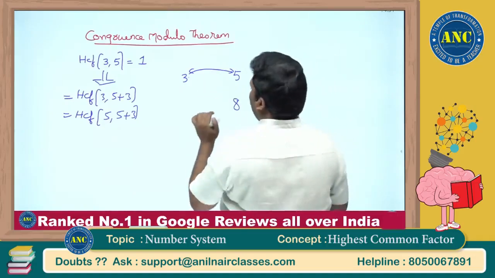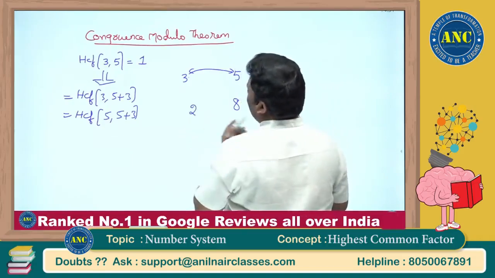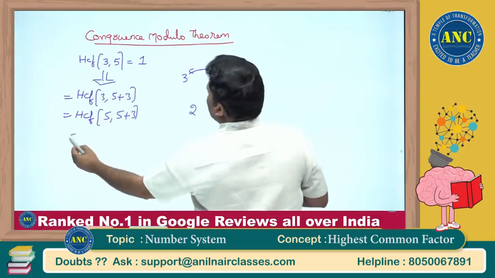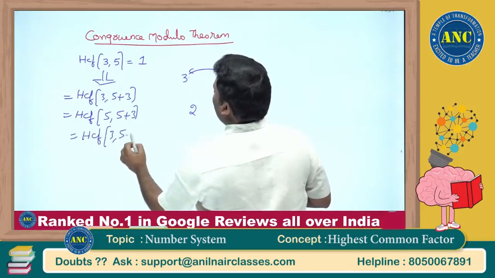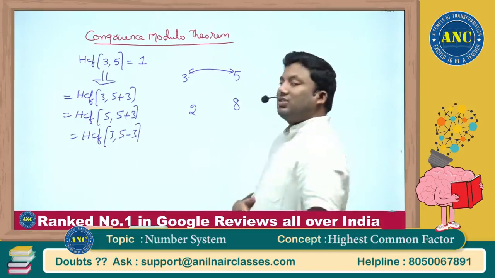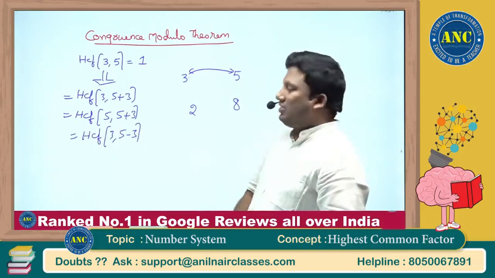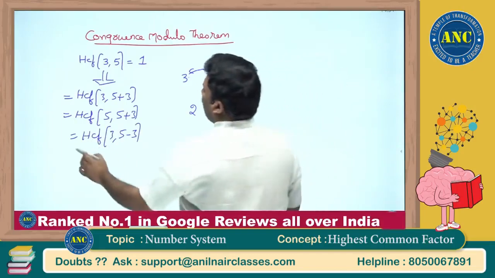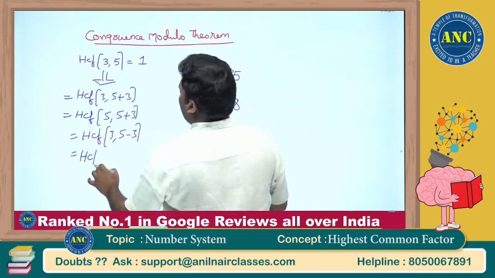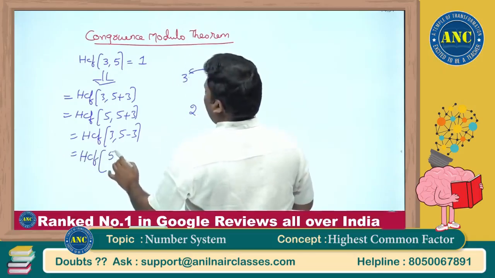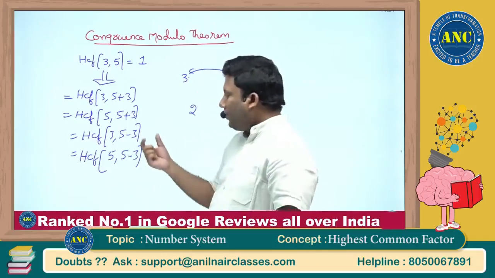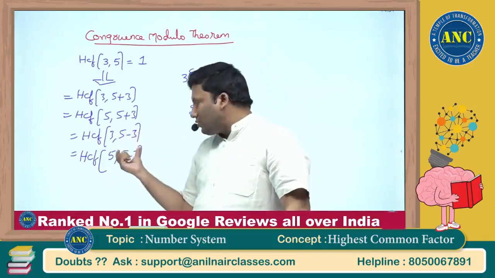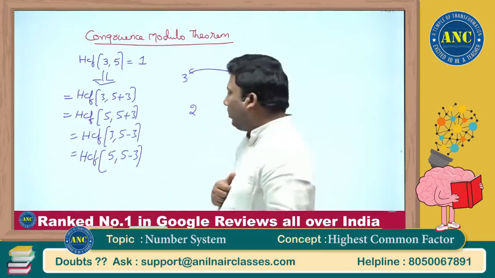Let me do a subtraction. So HCF of 3 comma 5, it is 1. HCF of 3 comma 5 minus 3. What is HCF of 2 comma 3? HCF of 2 comma 3, it is again 1. It is also equivalent to HCF of 5 comma 5 minus 3. HCF of 3 comma 2 is 1. HCF of 5 comma 2, it is 1.